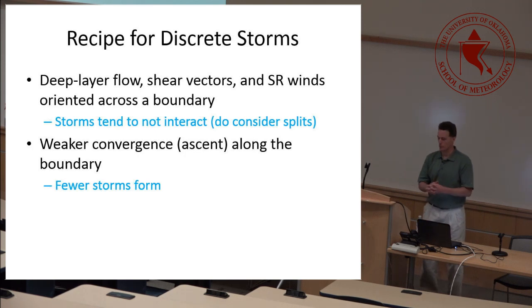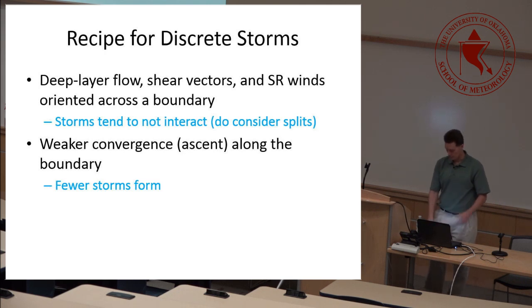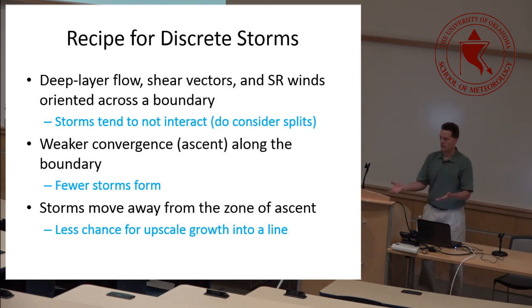Again, it's just sort of taking everything we had with the cold front linear case and turning it about 45 to 60 degrees, and then providing a weaker source for initiation to get fewer storms, and a boundary that moves slower so that storms can move out of the zone of ascent.